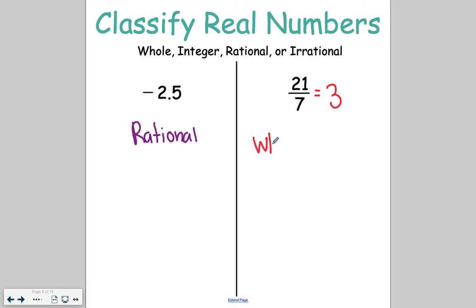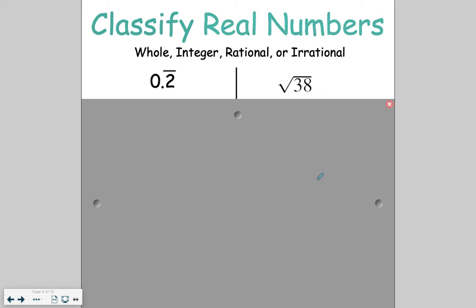So this is a whole number. Because it's a whole number, it's also an integer. And because it's an integer, it is also a rational number. So this 21 over 7 hits 3 of the 4 categories. Go ahead and try these two on your own.